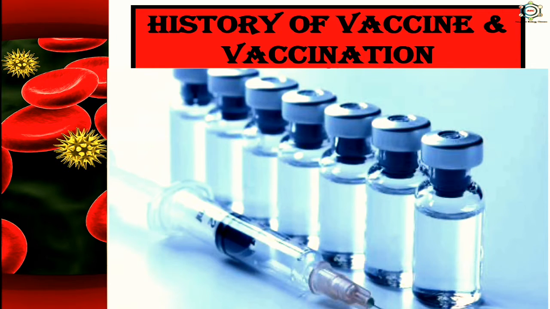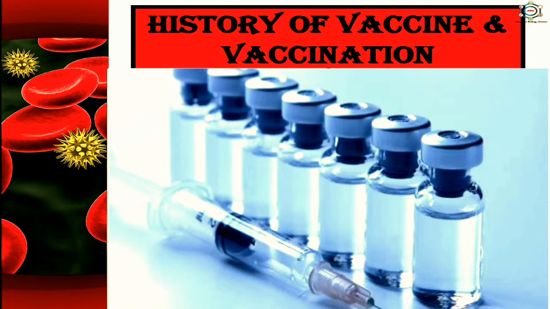Many serious infectious diseases also have no effective vaccines. These include malaria, trypanosomiasis, and AIDS. The pathogens of these diseases frequently change their surface antigens. So this is the history of vaccine and vaccination.